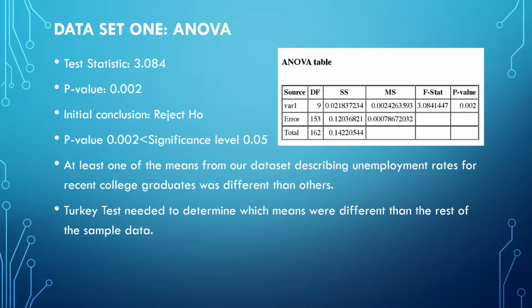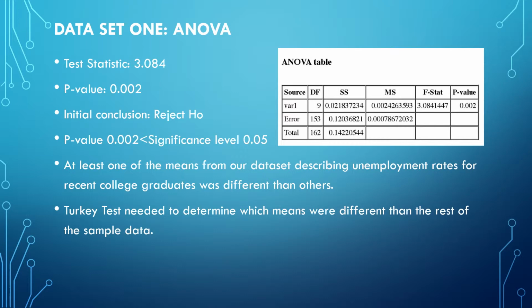We found significant evidence to support the claim that at least one of the means from our data set describing unemployment rates for recent college graduates broken down by categories of their respective majors was different than the others. Because we concluded that we were to reject our null hypothesis, we next needed to perform a Tukey test to precisely determine which means or mean were different than the rest of our sample data. To do this, we use StatCrunch once again.